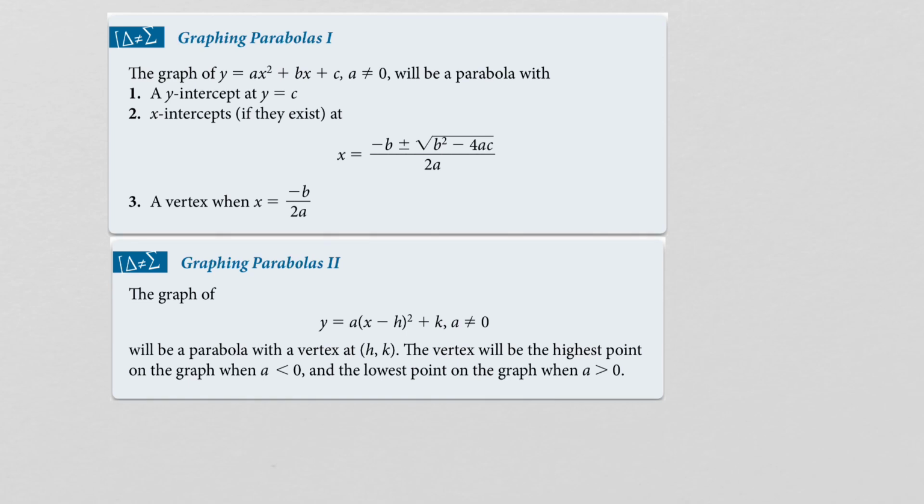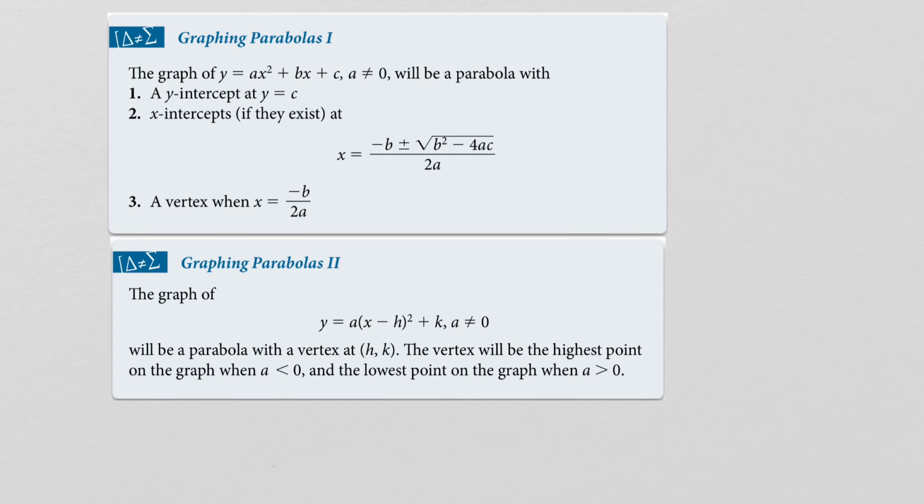So the first method for graphing, if it is written in the form ax squared plus bx plus c, what we're going to do is go ahead and find the y-intercept by letting x equal 0. And if you do that, you will always get y equals c. So this number that you see on the end here, that is always going to be the y-intercept.